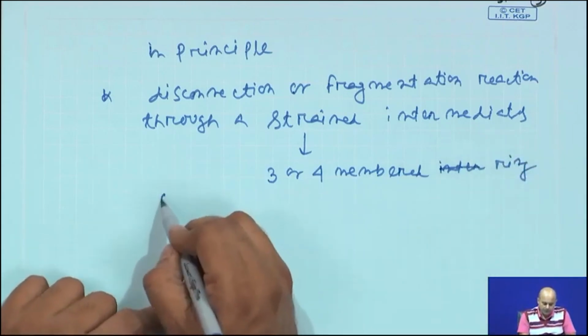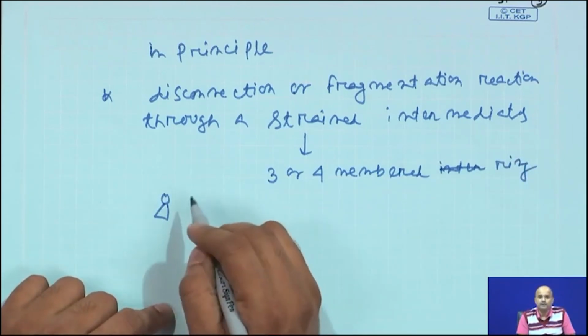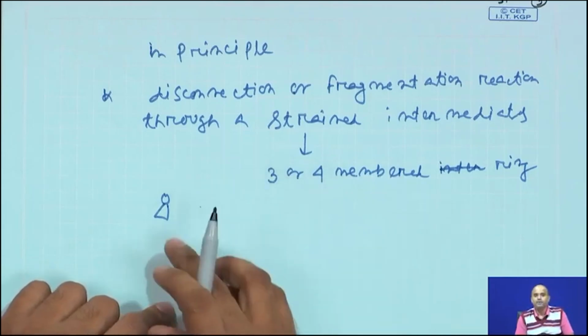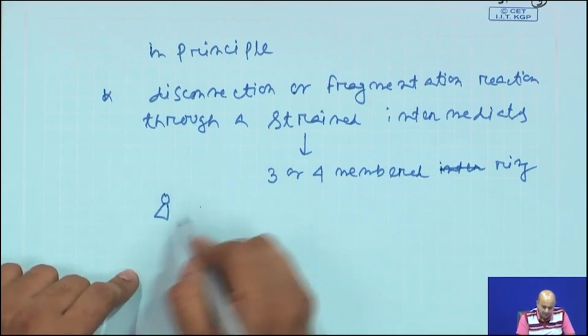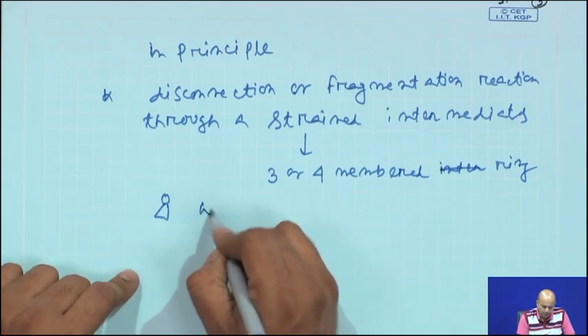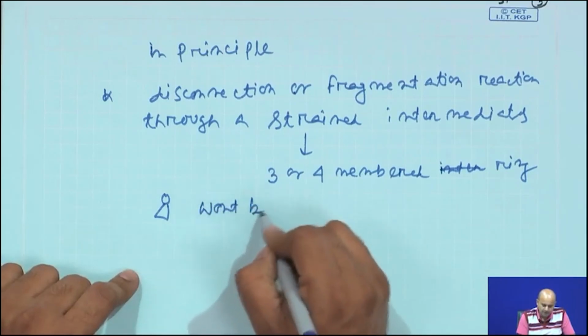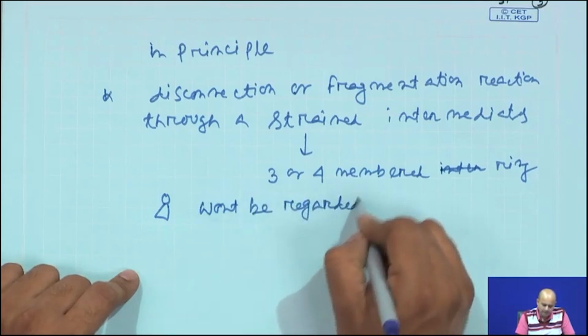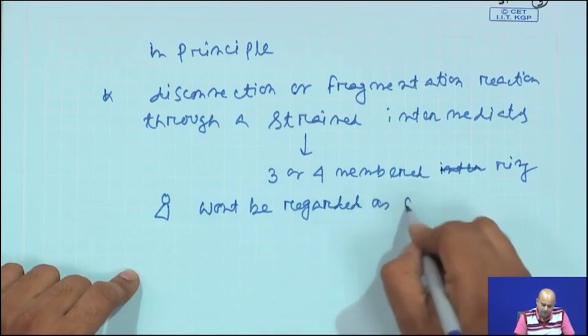Now, epoxide won't be regarded as an overbred intermediate. Epoxide is normally quite stable, and epoxide can easily be opened up by a nucleophile. So, epoxide won't be regarded as an overbred intermediate.